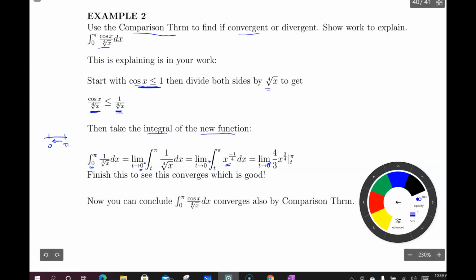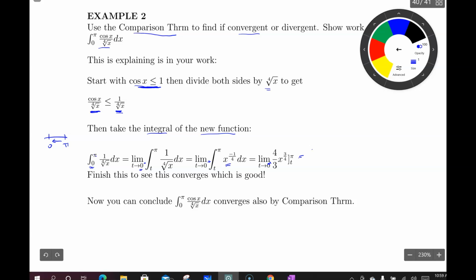And so I guess I just skipped steps here. So limit as t goes to 0 from the positive side. So I'd have 4/3 pi to the 3/4 minus 4/3 t to the 3/4. Plugging in t equals 0, so that goes to 0. 0 to the 3/4 power is 0, so I get this. So that means that this converges.